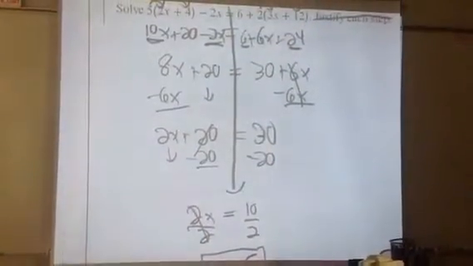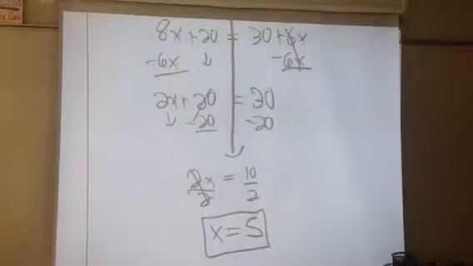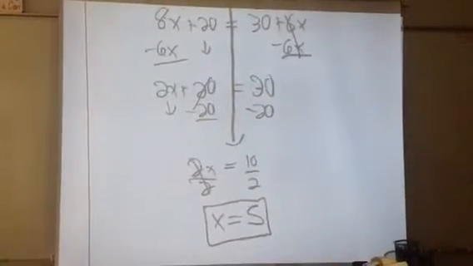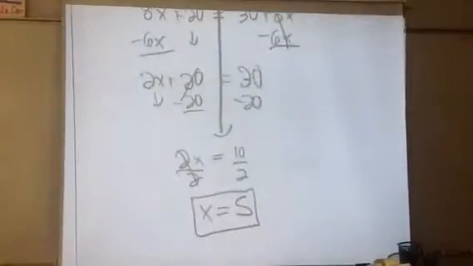How long are we at? How many minutes? Near 5. Near 5. All right, we can do one more. X equals 5. Oh, y'all got all those steps?